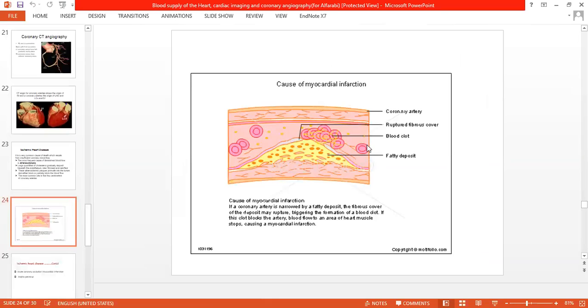If you see here, imagine this is the blood vessel. Here below, the blood is flowing through the vessel, and here you can see the fat deposition.